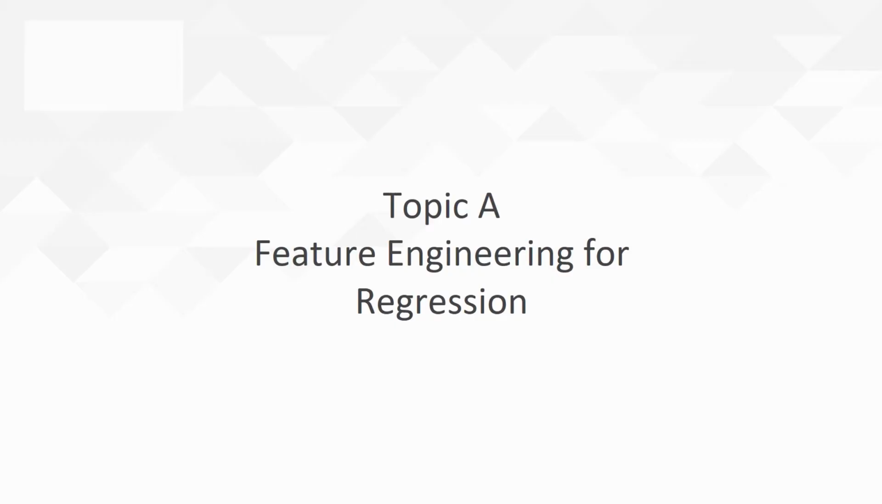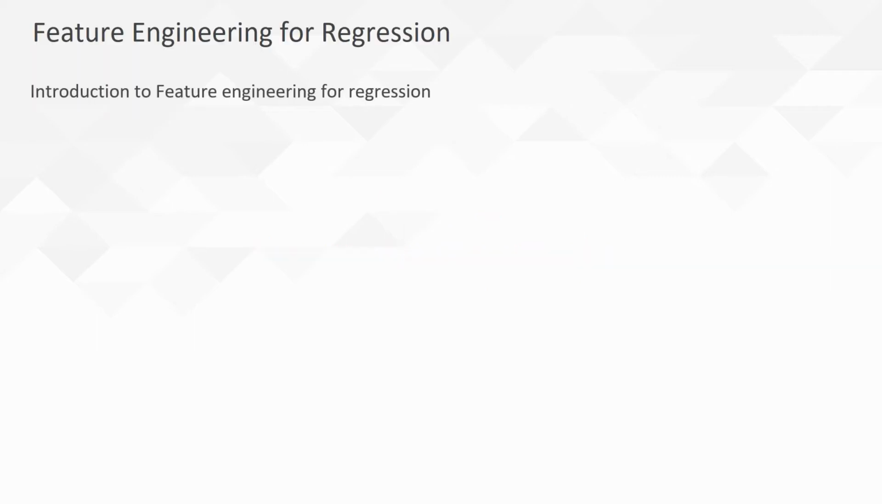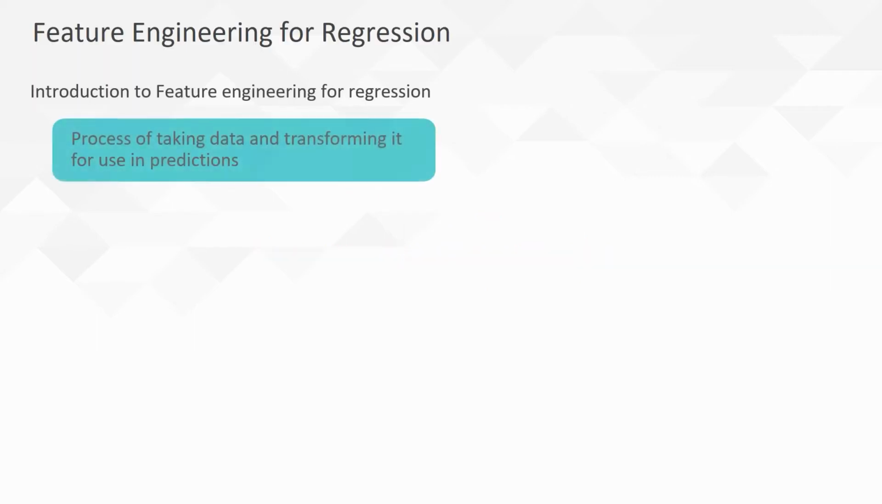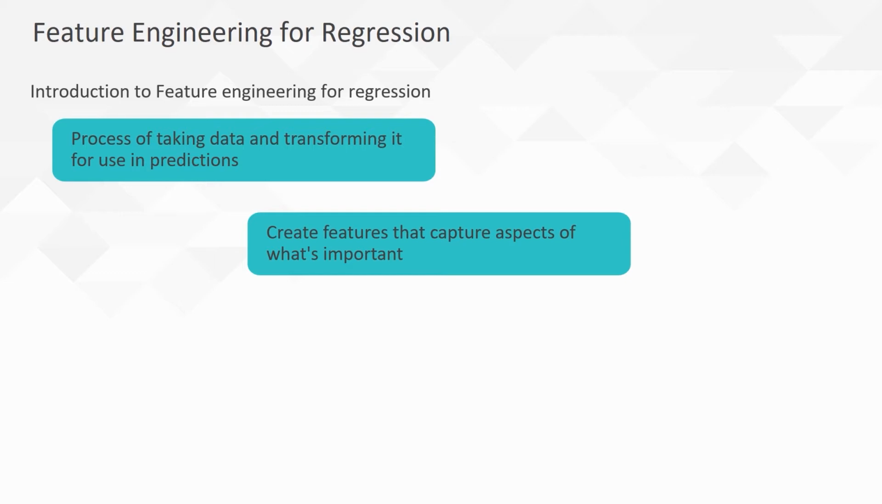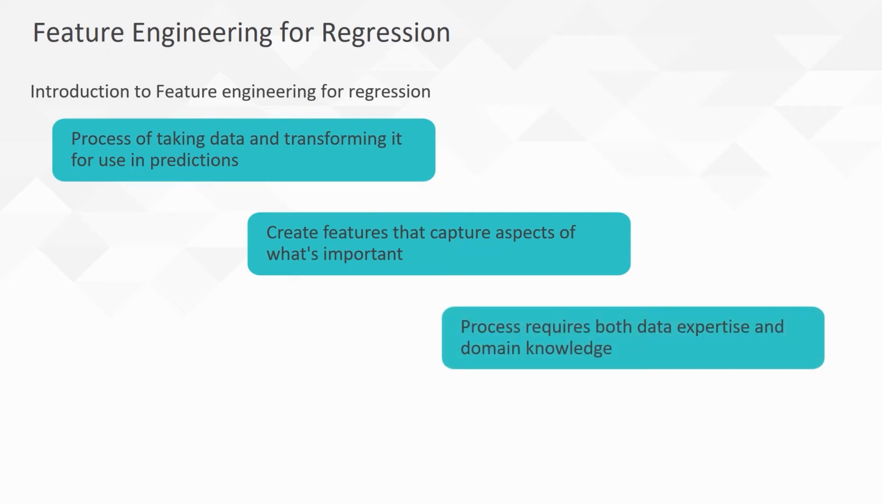Now let's look at our first topic in this lesson, topic A, feature engineering for regression. Feature engineering is the process of taking data and transforming it for use in predictions. The idea is to create features that capture aspects of what's important to the outcome of interest. This process requires both data expertise and domain knowledge.